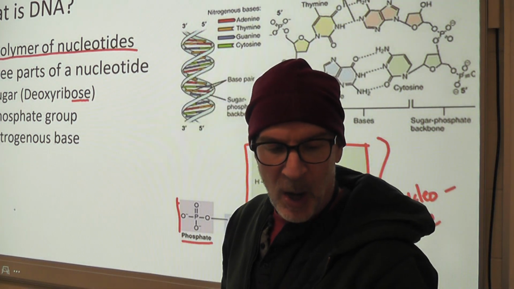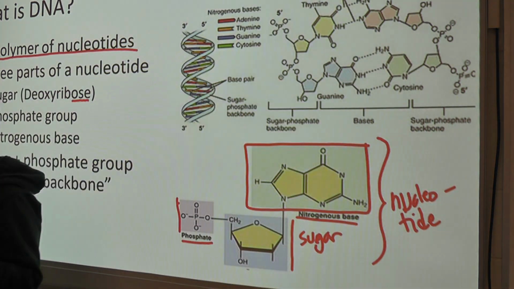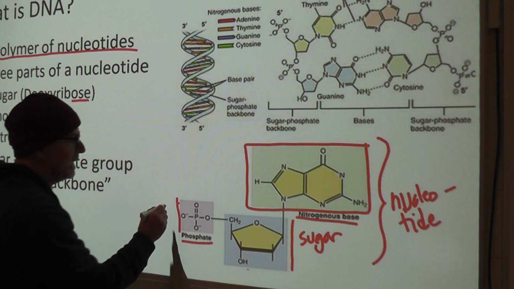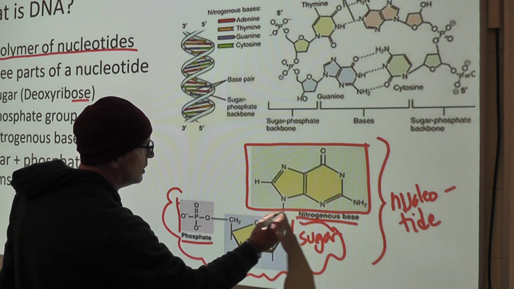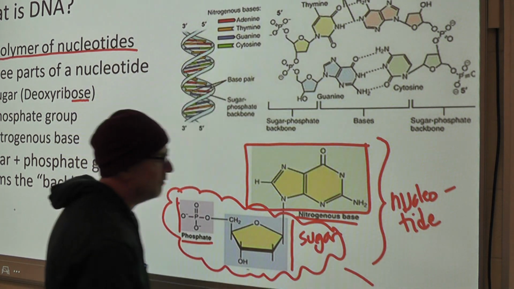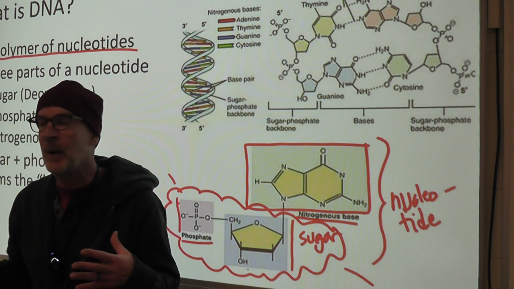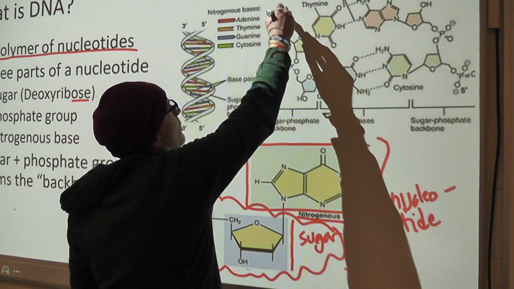DNA is a polymer of nucleotides, and that means that they're all hooked together. They get hooked together in 2 ways. The most important way is that this piece right here, this chunk that consists of the sugar and the phosphate group, can get hooked to another sugar and phosphate group on either side. That makes what we call the backbone. If we look at this image right here, we can see that backbone right here.